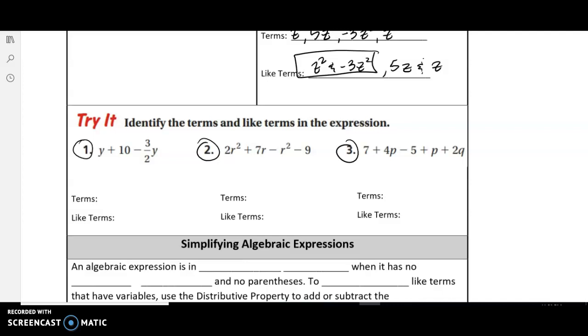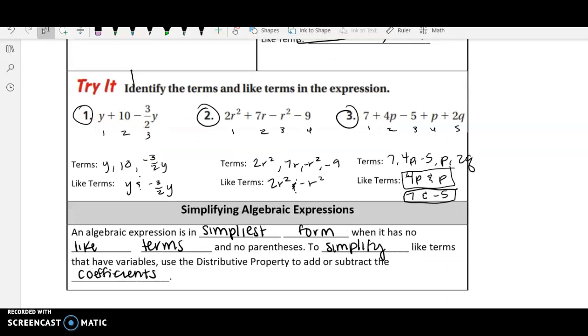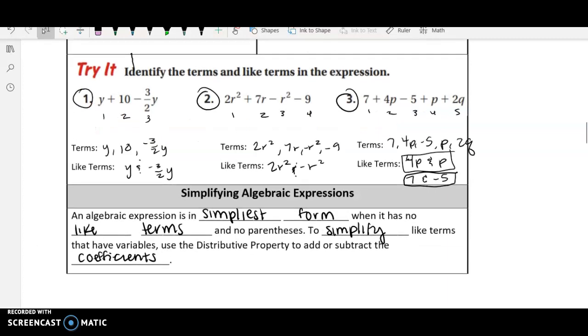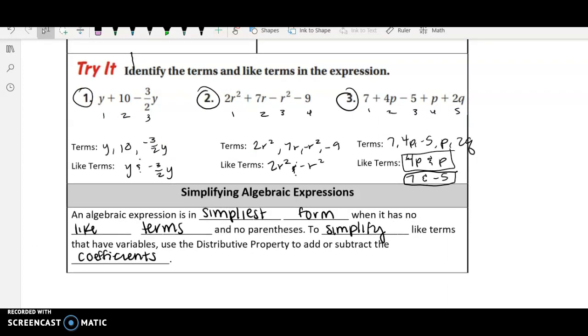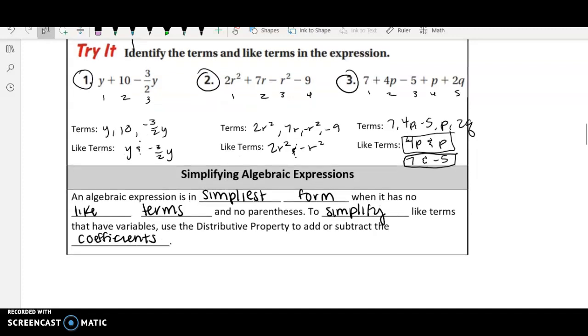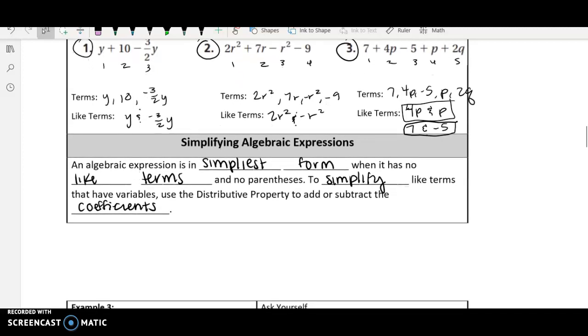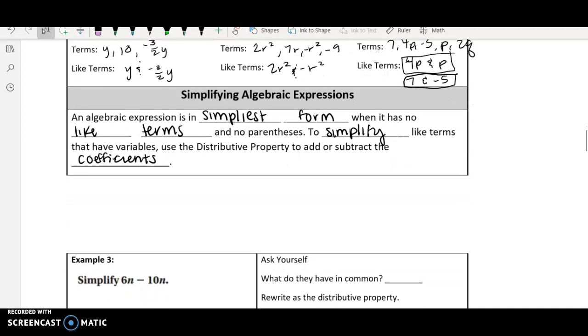And then play. So pause it during that time, and then hit play when you are done to check your answers. All right, so simplifying algebraic equations. An algebraic equation or expression is in simplest form when it has no like terms and no parentheses. To simplify like terms that have variables, use the distributive property to add or subtract the coefficients.